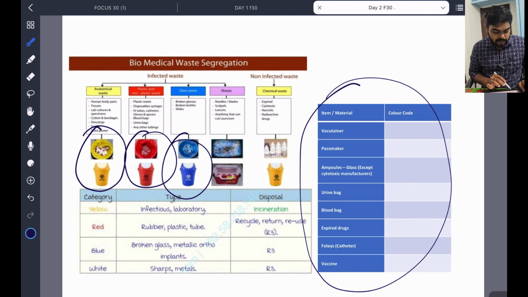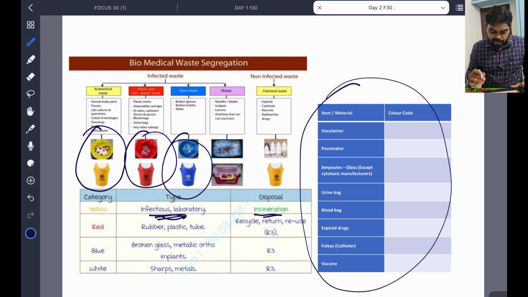So what is category yellow waste? Very simple: infectious and laboratory waste. These are infectious and are disposed of by incineration. Incineration is a process. Human body parts, tissues, lab cultures, and specimens will all go to the yellow, the infectious laboratory waste, with disposal by incineration.